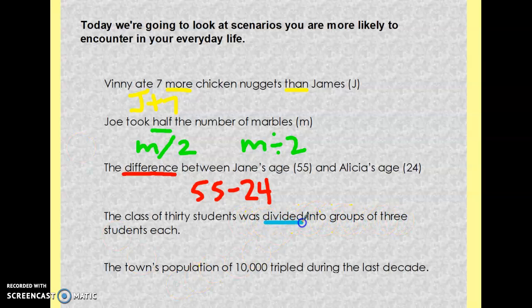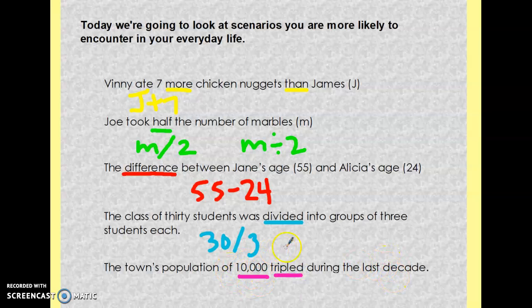So kind of a little bit more obvious here. It just basically says that we're going to divide. What are we dividing? 30 divided into groups of 3. So 30 divided by 3. And you can use the division sign. Either is fine.